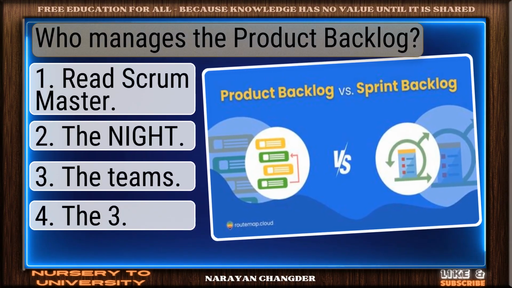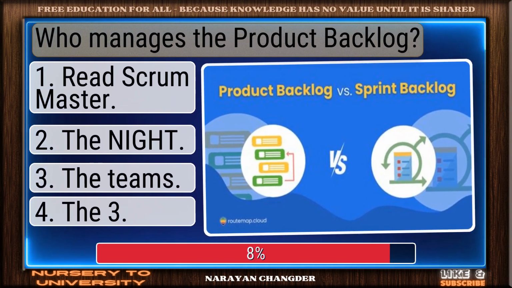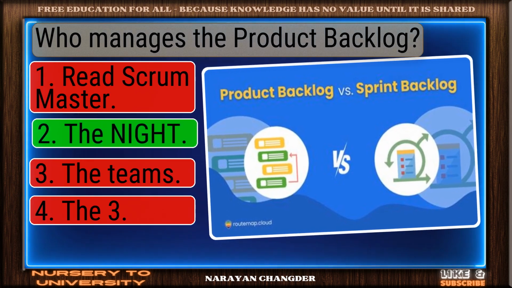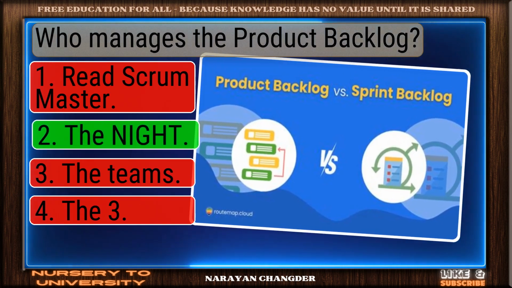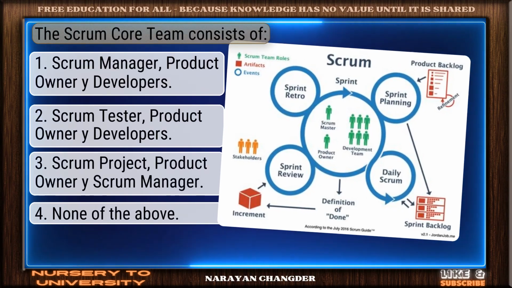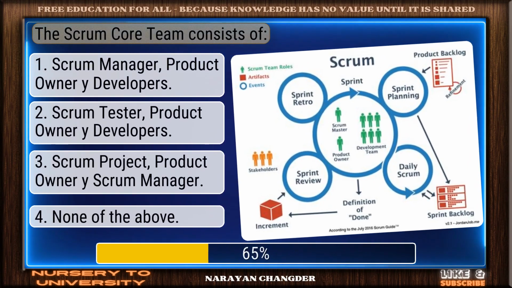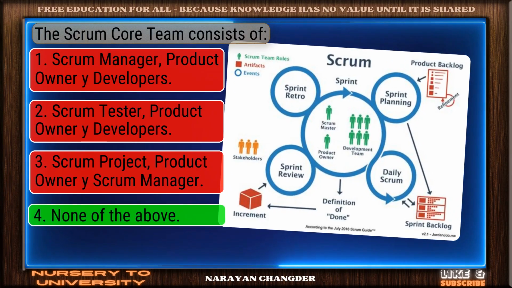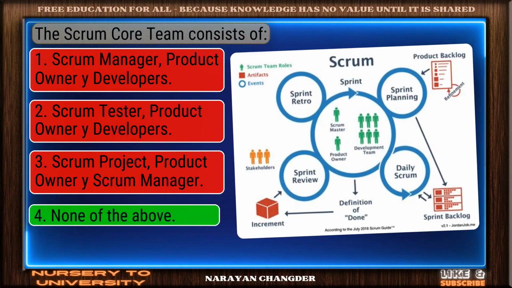Question number 3. Who manages the product backlog? Exactly. The night makes sense and it is right choice. Question number 4. The Scrum core team consists of? Well done. None of the above is the right choice.